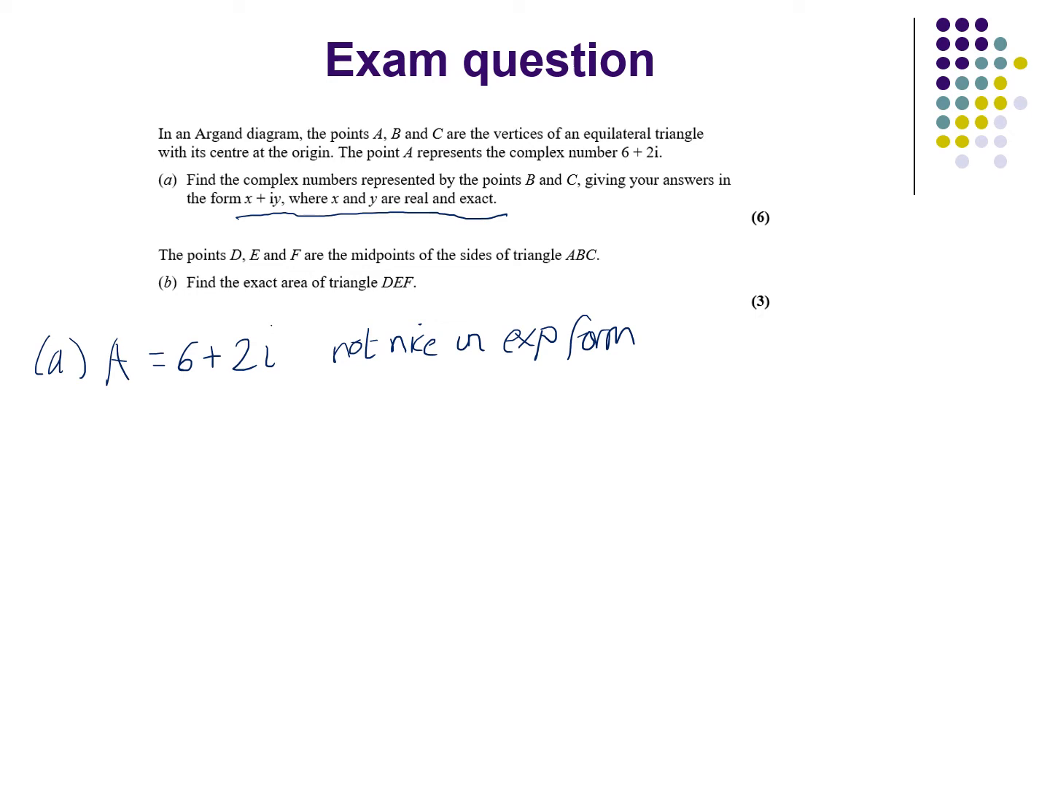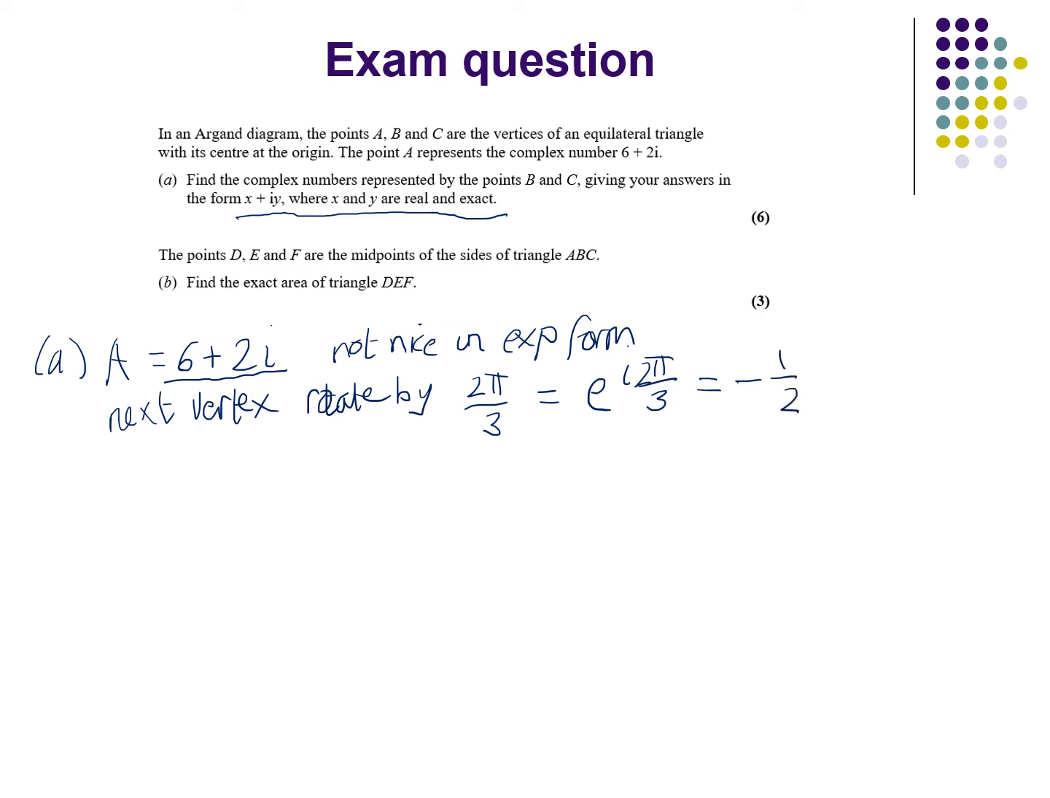Now we know to get to the next vertex, we rotate by 2 pi by 3, don't we? We know that for the next vertex, and so for the previous question we did e to the i 2 pi by 3. Now, because this is not nice in exponential form, what I can do is leave A in that form, and instead of multiplying it by an exponential, I can convert that to the same form. Using my calculator, that is equivalent to minus a half plus root 3 over 2 i.